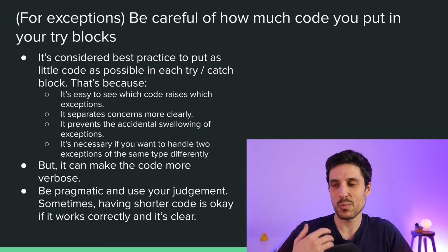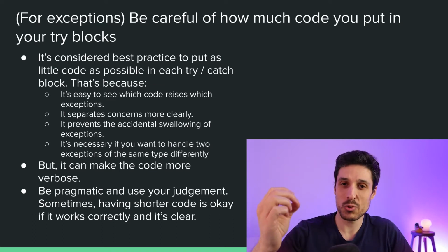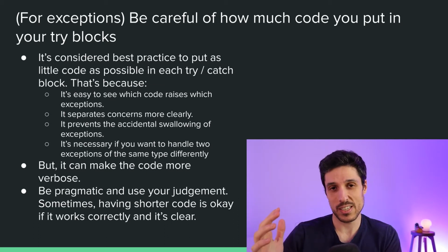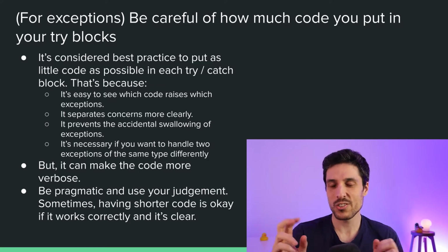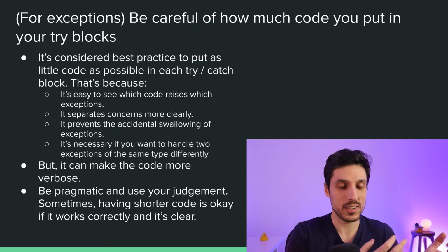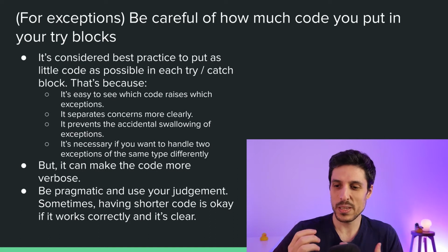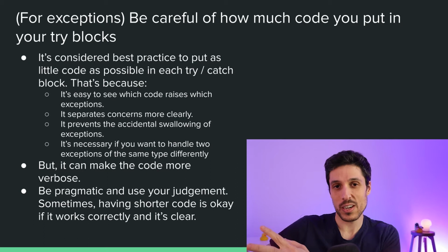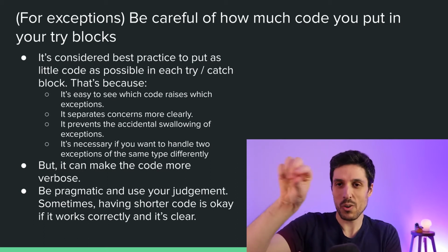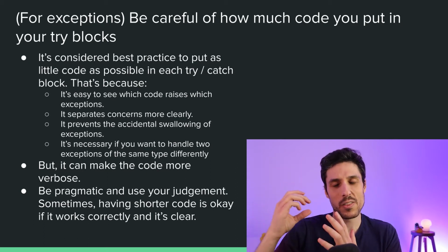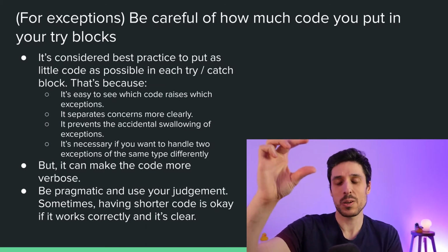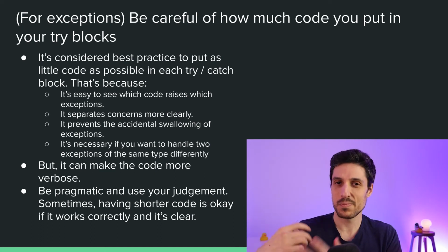Now, the reasons why you might want to do this are because, well, it's easy to see which code raises exceptions and which exceptions it raises, and which code doesn't raise exceptions. It also separates concerns more cleanly and more clearly. So generally, you should be able to take a try catch block, extract it out into a separate function, call the function in there, and it just works because the relevant functionality is more tightly grouped, and you can visually see, okay, that's one piece of functionality, that's another piece, and so on.